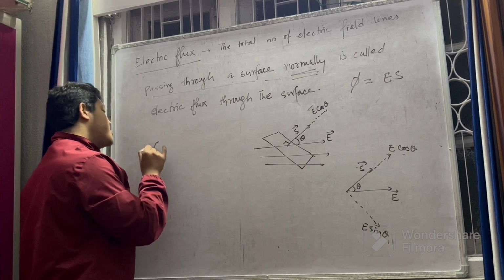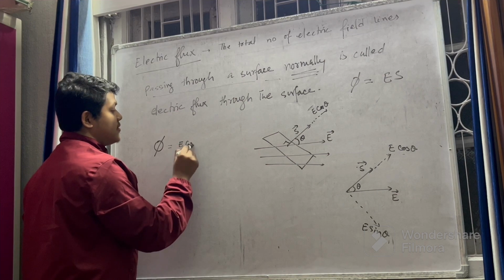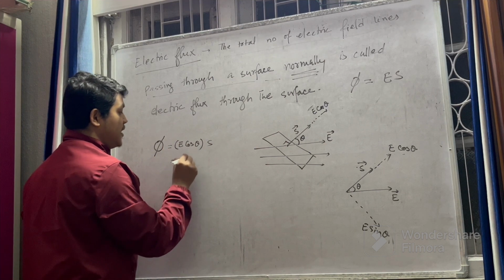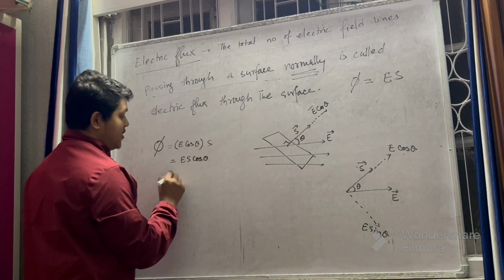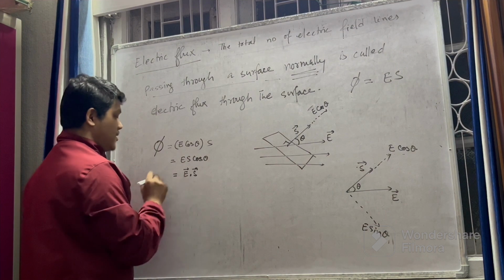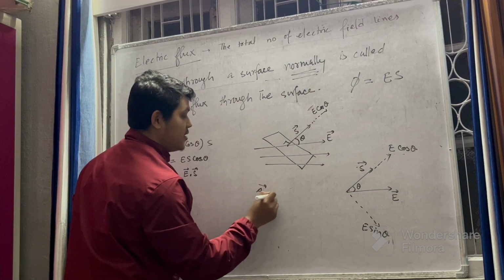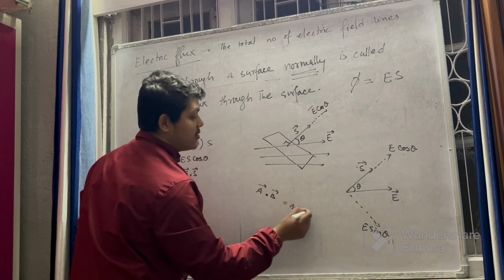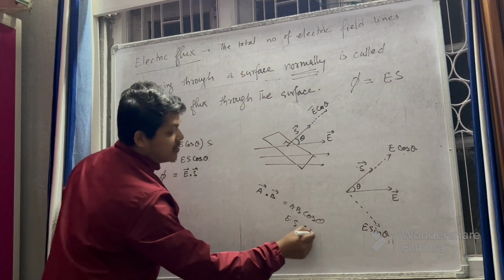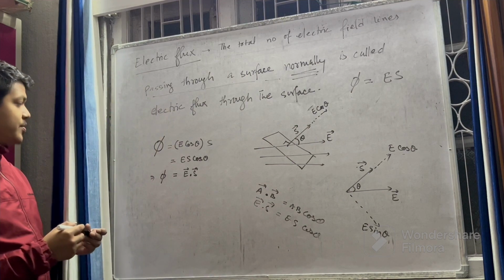So therefore the flux phi through this surface will be E cos theta into S, which can be written as E S cos theta, and E S cos theta means E vector dot S vector. You know the dot product of two vectors A and B can be written as AB cos theta. So now if we have ES cos theta, then we can write E vector dot S vector, right? Very simple. Hope you have understood this.